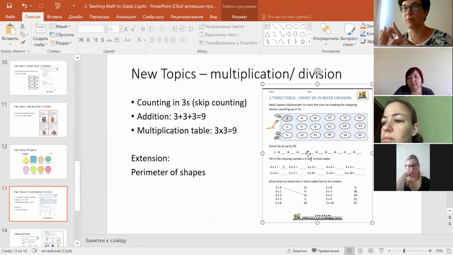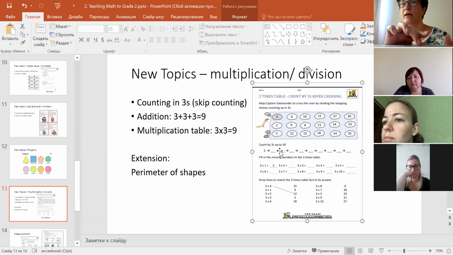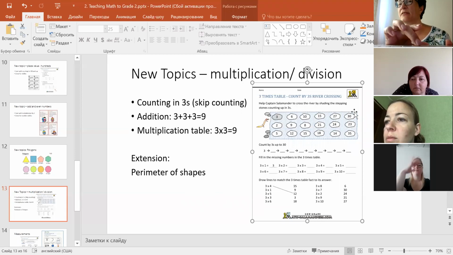Step counting or skip counting. So we count his steps, but actually we do skip counting. It's like 3, 6, 9, 12, 15, 18, 21, 24, and so on. So 27, 30.